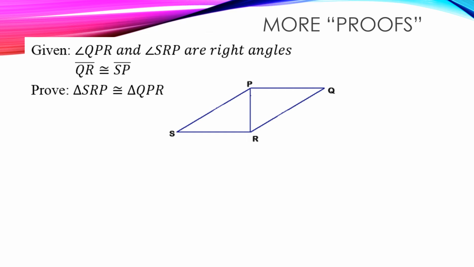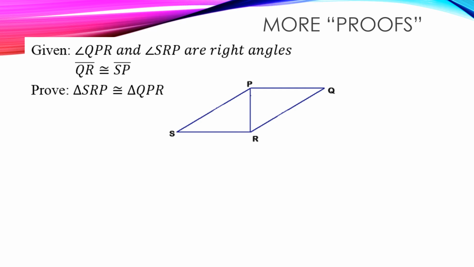Okay, so we're doing some more proofs here, guys. It's not that bad. Again, you don't have to do the normal formal proof. But so angle QPR and angle SRP are right angles. QR is congruent to SP, and then we want to prove that triangle SRP is congruent to triangle QPR.